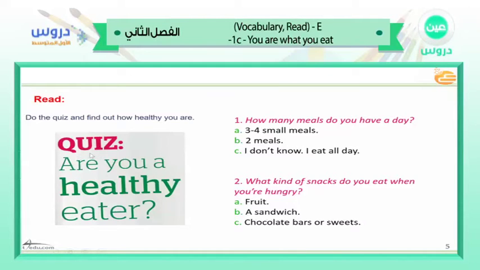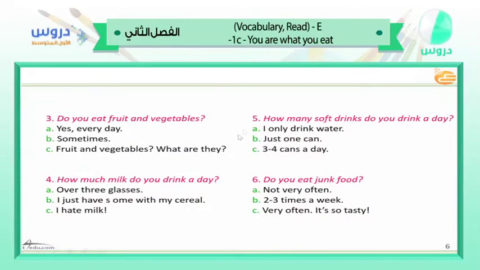Okay, so the quiz that we have today is about, are you a healthy eater? When I say eater, I mean the person who eats. So it comes from the verb eat. Okay, eater. Just like play, player. Eat, eater. Okay, so I want you to listen. We have 6 questions. We will listen to these questions and these answers, then we will get back to do them together.